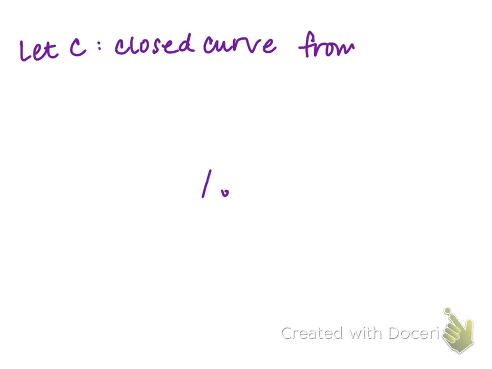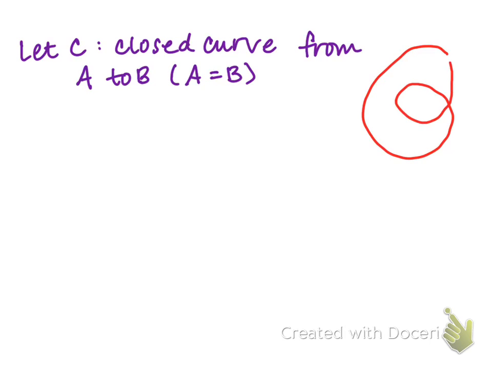All right, so let C be a closed curve from A to B. And that would mean that point A must equal point B. Okay, so let's draw a picture here. Maybe our curve looks something like this. There we go. This would be our point, which is going to represent what's going on here. This would represent both A and B.